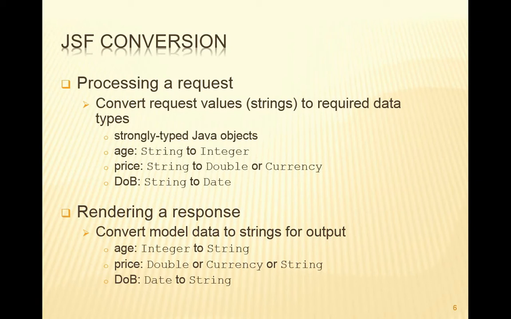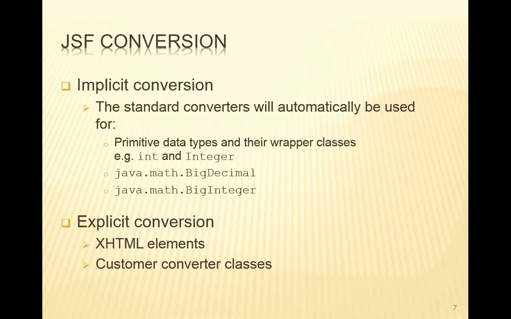take it from a string to a Java object, and then from a Java object back to a string ready for output. And there are two forms of conversion, implicit and explicit. The implicit conversion will use the standard converters to automatically convert the strings to the appropriate Java object. This will work great for primitive data types. It will also work for java.math.BigDecimal and BigInteger. A little bit more about how that will work in a few moments.